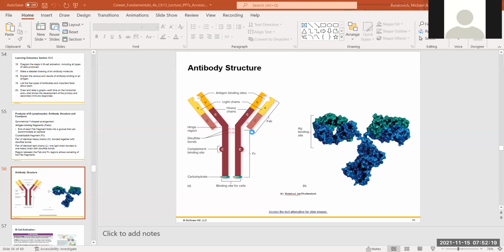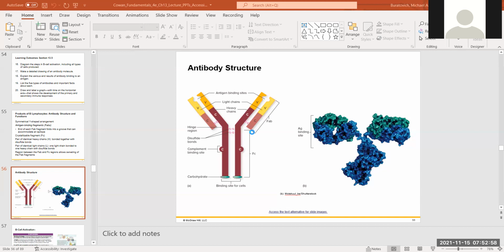Now the Fc part binds to receptors on the surfaces of cells. So this is the part that interacts with cells. For Fc, you could actually think cells, because there are receptors on the surfaces of cells for that particular part. Now, this particular part, the Fc, and a bit of the Fab, is a so-called constant region. It's called a constant region because every antibody of that particular isotype has exactly the same amino acid sequence in that constant region.